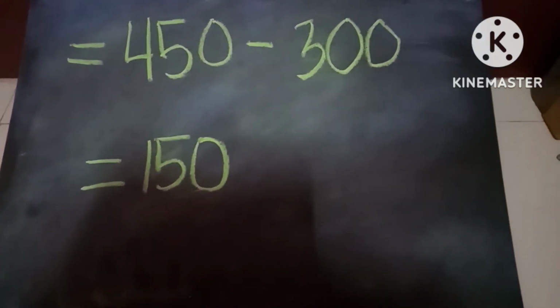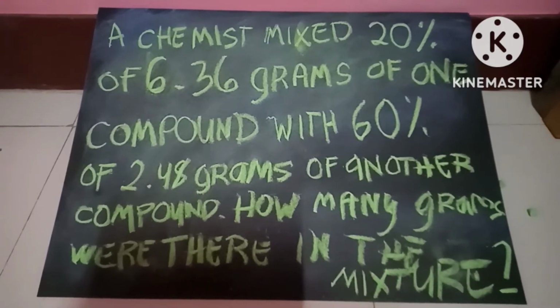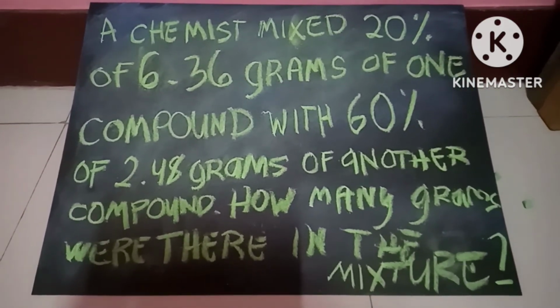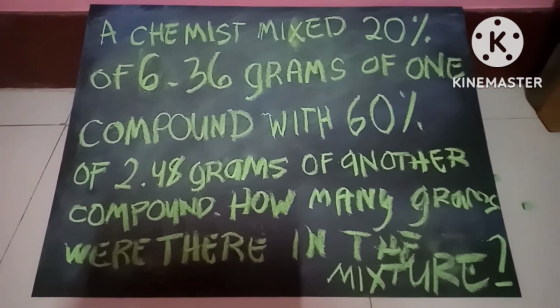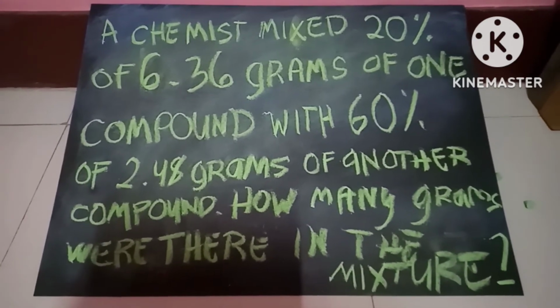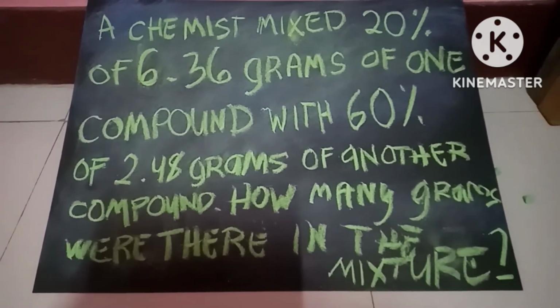Let's go to the next problem. Now, let's go with the next problem. A chemist makes 20% of 6.36 grams of one compound with 60% of 2.48 grams of another compound. How many grams were there in the mixture?